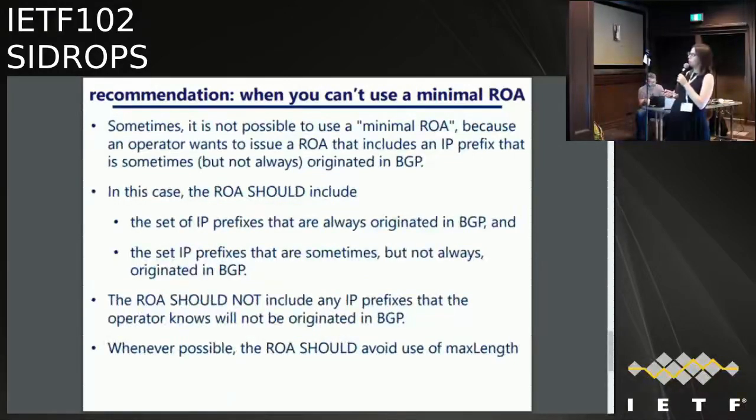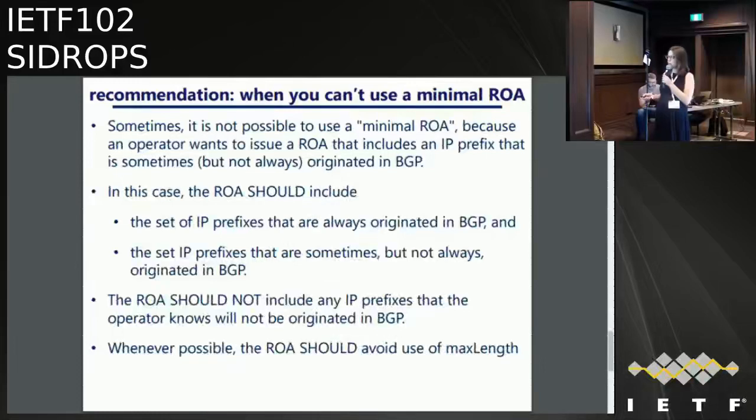So if you're in a case where you can't use a minimal ROA because, for instance, you want to have a ROA that includes IP prefixes that are sometimes announced in BGP but not always, in this case, the recommendation is the ROA should include the set of prefixes that are always originated in BGP and the set of IP prefixes that are sometimes but not always originated in BGP, and no more. Okay, so try to keep it as minimal as you can.